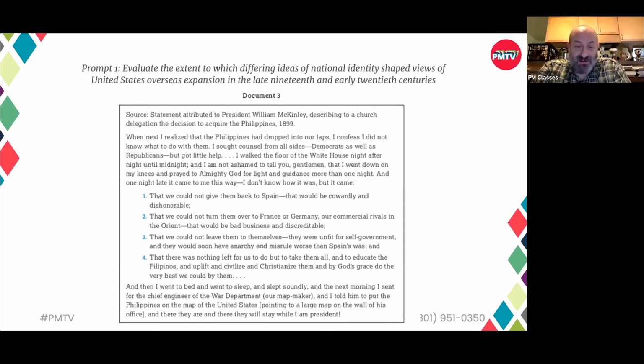There was nothing left for us to do but take them all and educate the Filipinos and uplift and civilize and Christianize them, and by God's grace to do the very best we could.